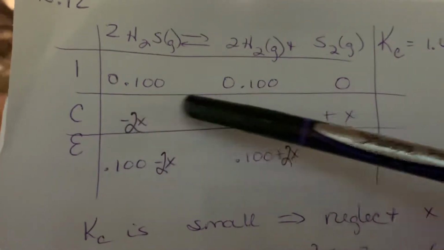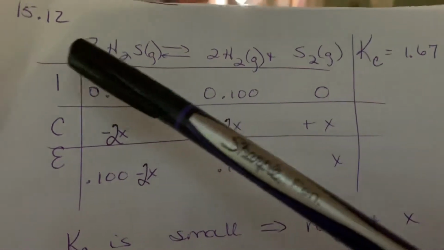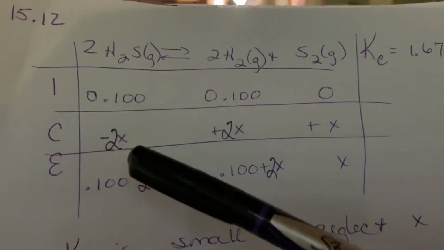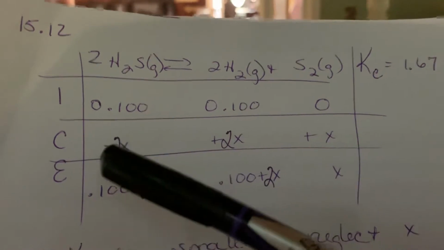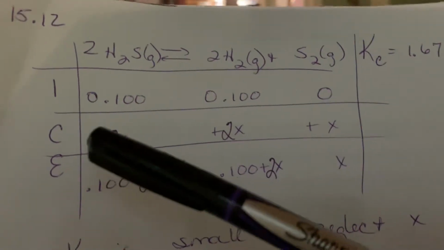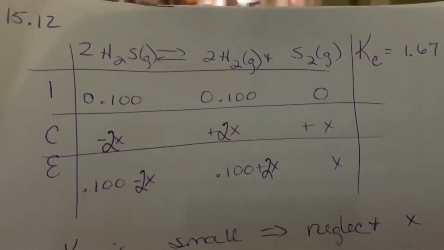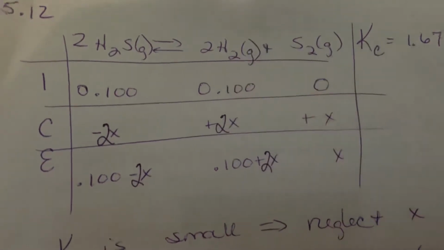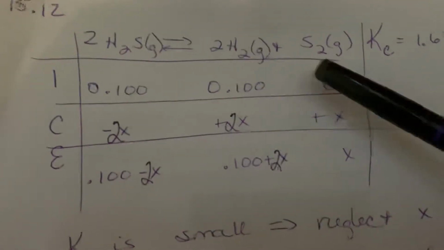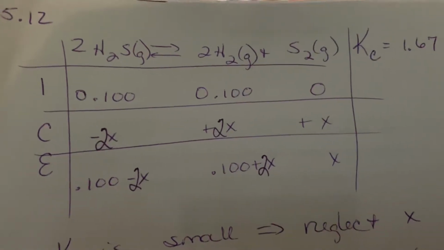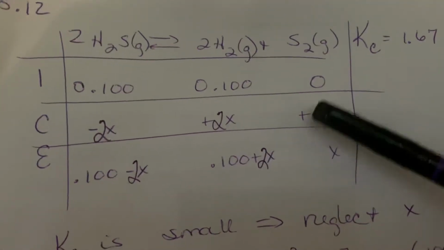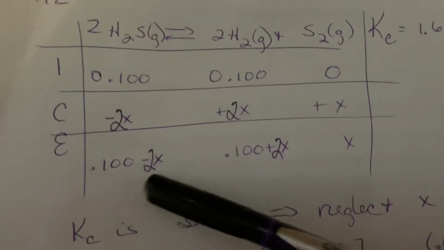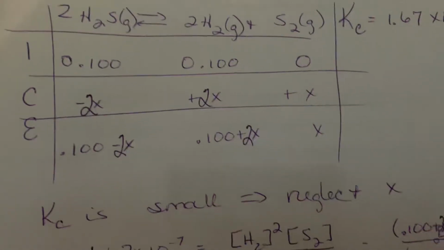And as always, for the change row, you have to pay attention to the coefficients in the balanced reaction. Since there's a 2 in front of hydrogen sulfide, it is going to change in increments of 2x. We have a minus sign because the reactants typically decrease in concentration. There's a 2 in front of hydrogen gas, so that is +2x since it's a product and they typically build up. And sulfur only has a coefficient of 1, which is assumed, so that's +x. Then you just carry out the math of each and get the equilibrium concentrations of each substance.